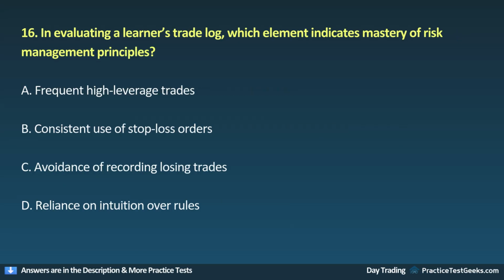16. In evaluating a learner's trade log, which element indicates mastery of risk management principles? A. Frequent high-leverage trades. B. Consistent use of stop-loss orders. C. Avoidance of recording losing trades. D. Reliance on intuition over rules.